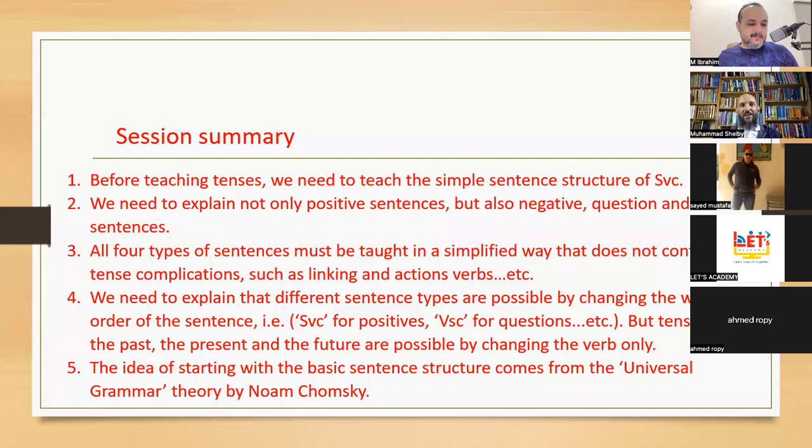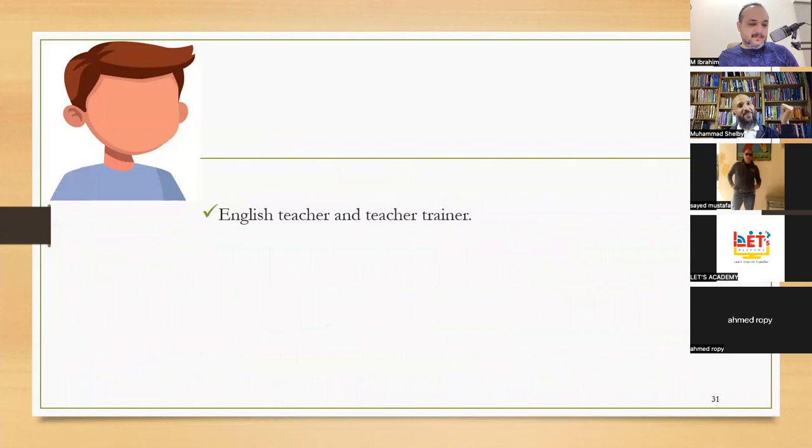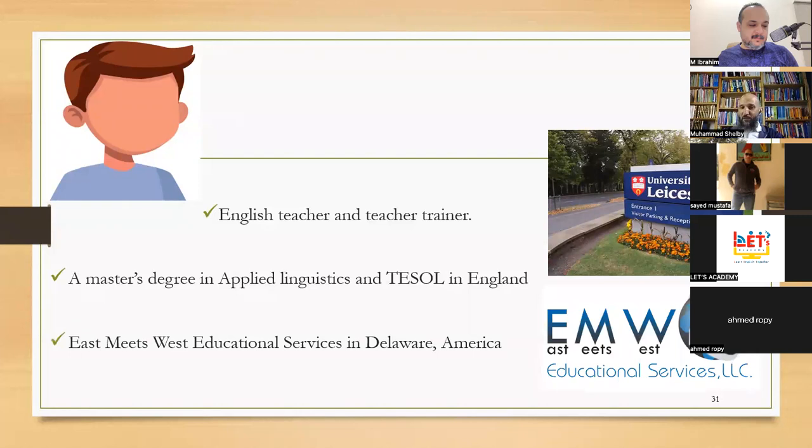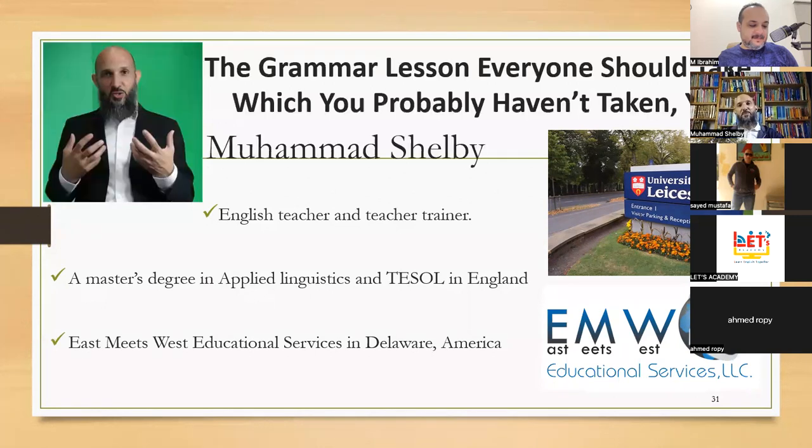Now, one thing I know that you need to know, which is what happened to M, the boy that we started the story with. Actually, M became an English teacher, a teacher trainer, and he took his master's degree from University of Leicester in England, and he started a company for providing educational services, and he called it East Meets West Educational Services. He started in Delaware, the States, and he has been teaching or talking to you for the past 40 minutes or so. Thank you very, very much for listening.